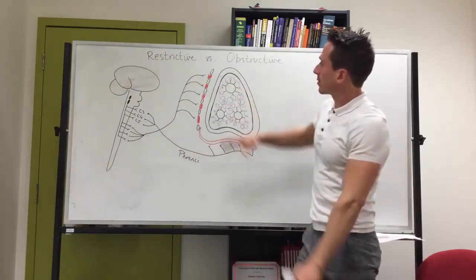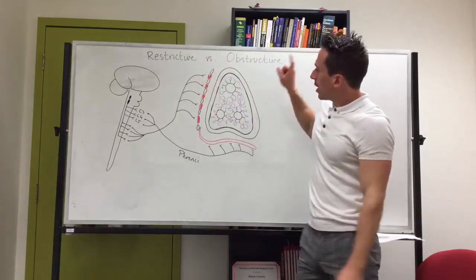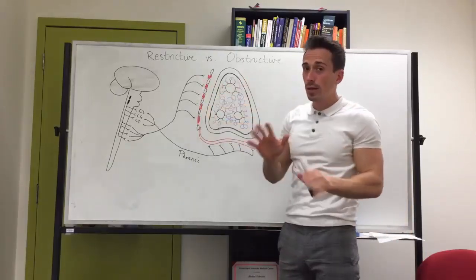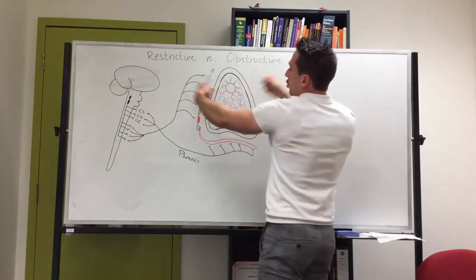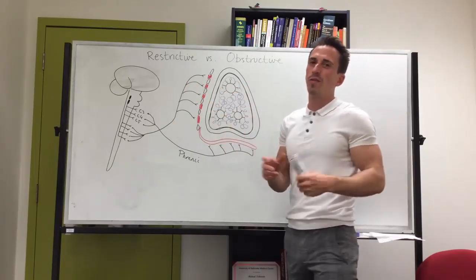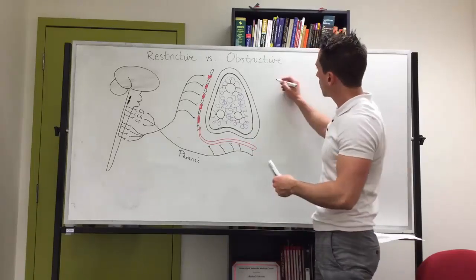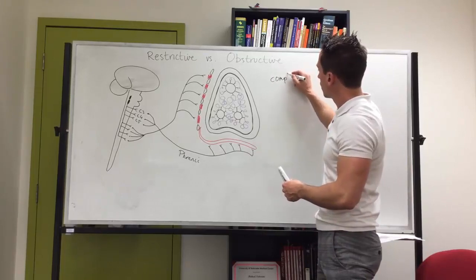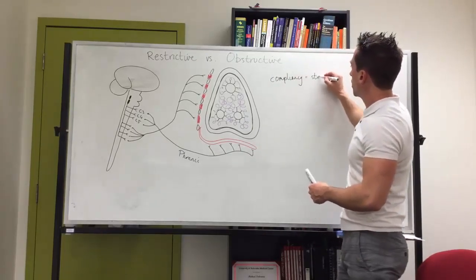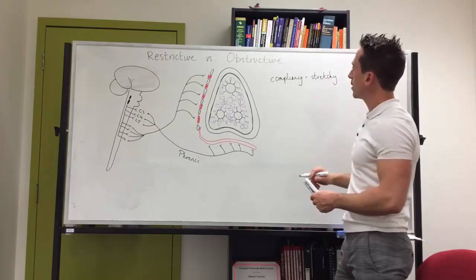Why am I telling you this? What does this have to do with restrictive and obstructive diseases? Well, remember, lungs need to expand. That's what needs to happen normally. Now, they need to be stretchy, so it's called stretchability, but clinically we don't refer to it as stretchability. We call it compliancy. So let's just write that down. Compliancy is the stretchability of the lungs. How stretchy the lungs are.